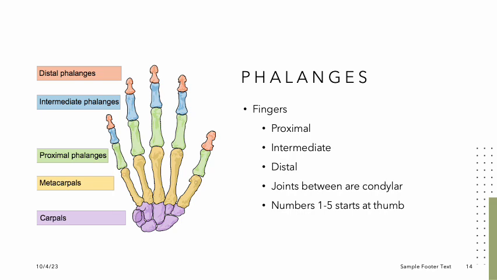These are numbered exactly the same as the metacarpals. It's just phalange 1, 2, 3, 4, 5, starting at your thumb. Your right thumb would be right phalange 1, your right pinky would be right phalange 5. And then you could be more specific by saying right distal phalange 5, or whatever part of the finger you're talking about. These are your fingers, and they are broken up into 3 regions, but they're all called phalanges. It's just proximal, intermediate, and distal.